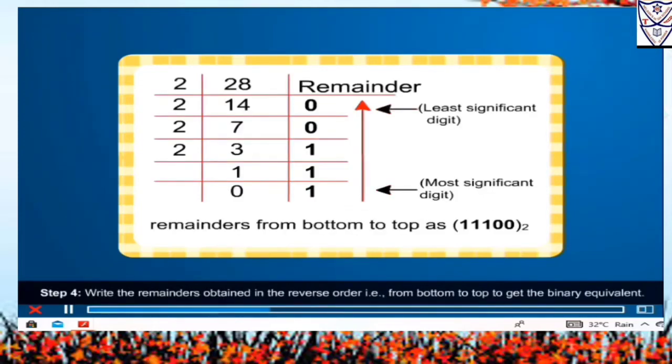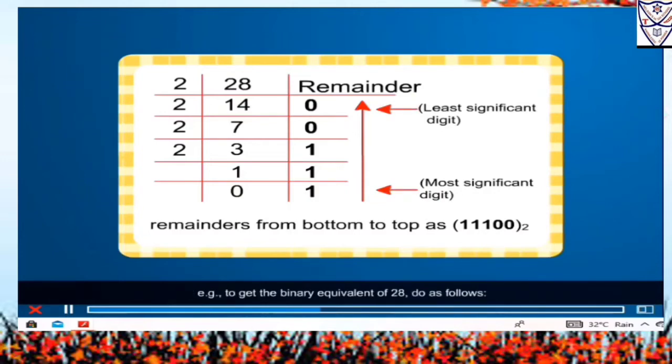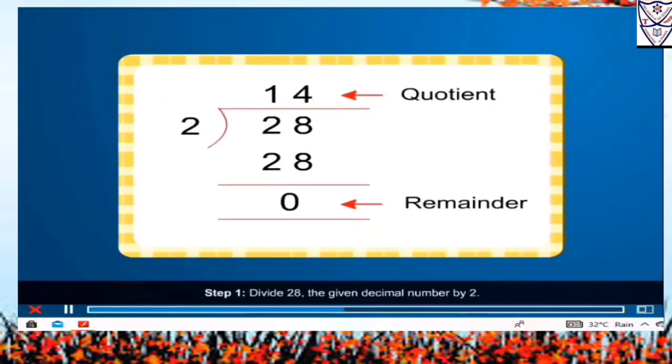Step 4. Write the remainders obtained in the reverse order, that is from bottom to top, to get the binary equivalent. For example, to get the binary equivalent of 28, do as follows. Step 1. Divide 28, the given decimal number, by 2.